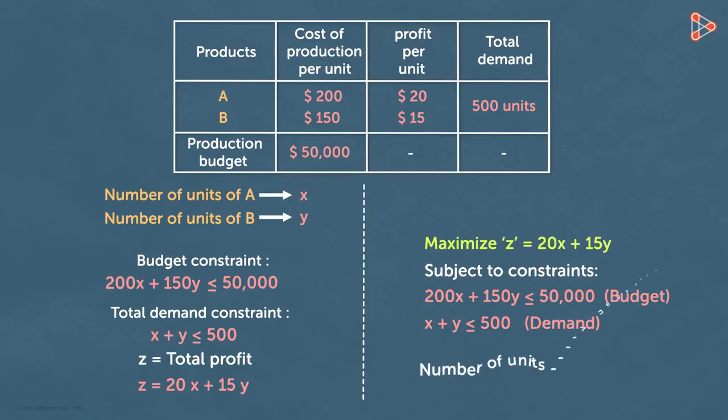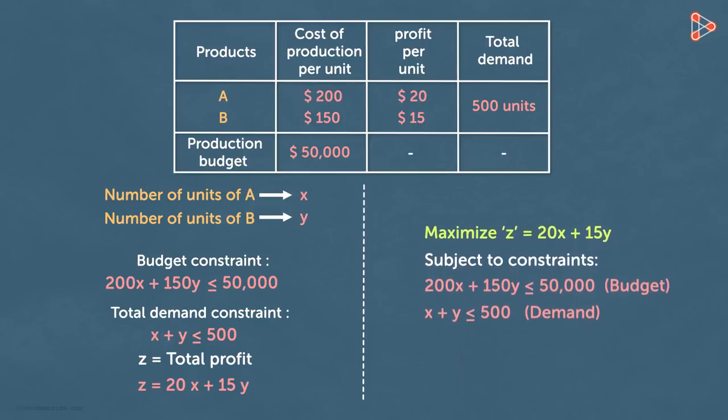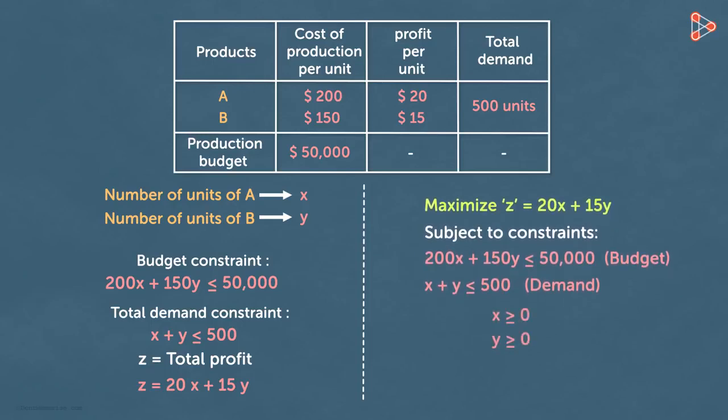Can the number of units produced by a company be negative? You're right, it can never be negative. So we need to add the non-negative constraints. It can be written mathematically like this. It's very important to write the non-negative constraints in the formulation of a linear programming problem.